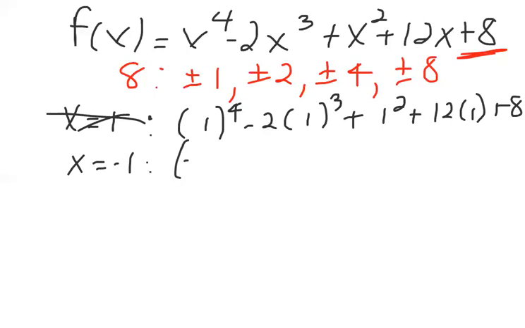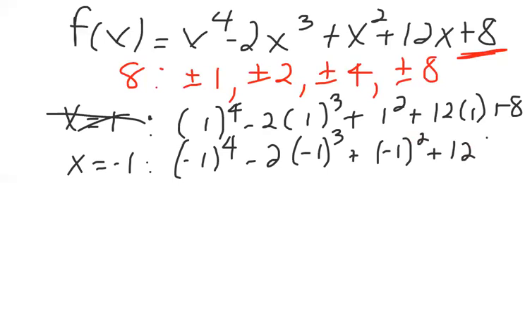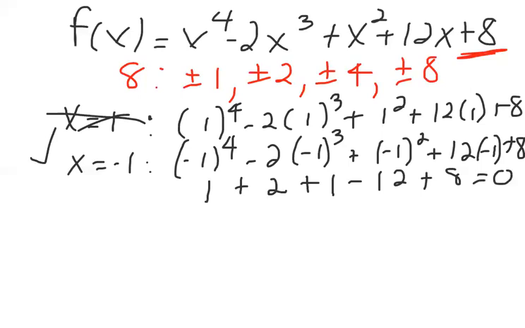For -1 to the 4th minus 2 times -1 cubed plus -1 squared plus 12 times -1 and then plus 8. Well, this is going to be a positive 1. This is going to be a positive 2. -1 squared is 1. 12 times -1 is -12 and then plus 8. 1 plus 2 plus 1 is 4. 4 minus 12 is -8. -8 plus 8 is 0. So the -1 works.